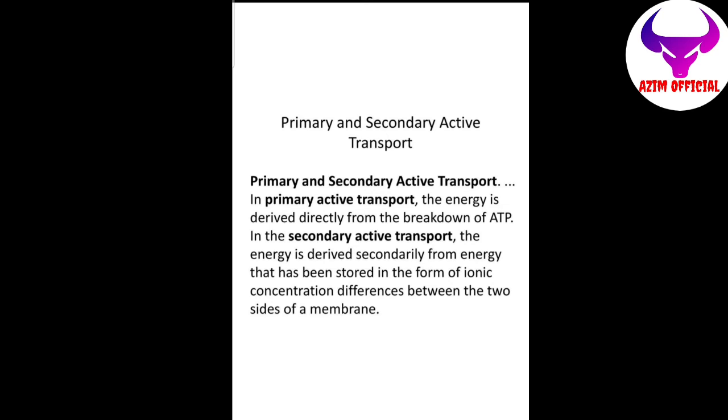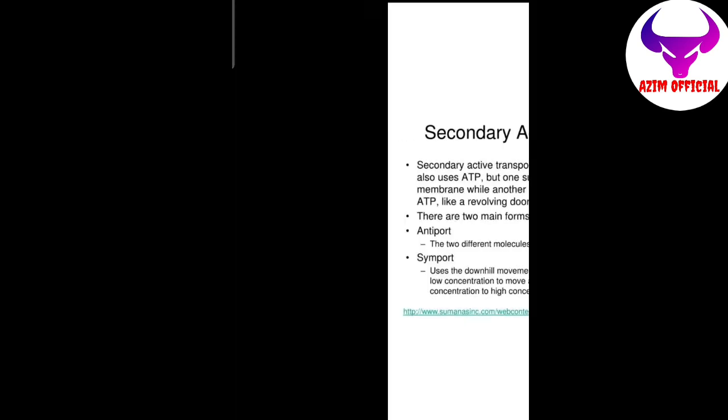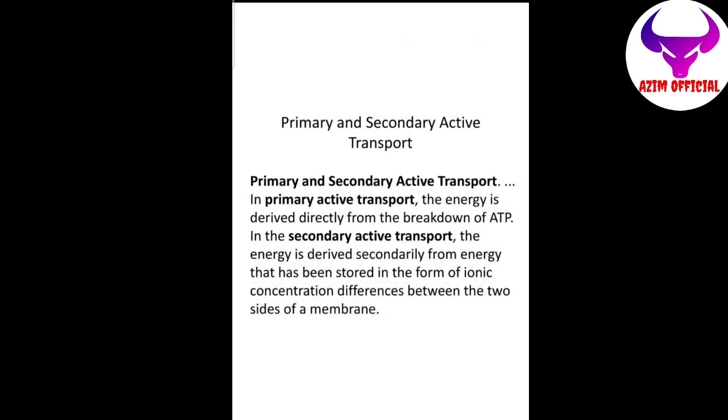So in secondary active transport, the energy is derived secondarily from energy that has been stored in the form of ionic concentration differences between the two sides of the membrane. So energy stored previously and used later is called the secondary active transport system.